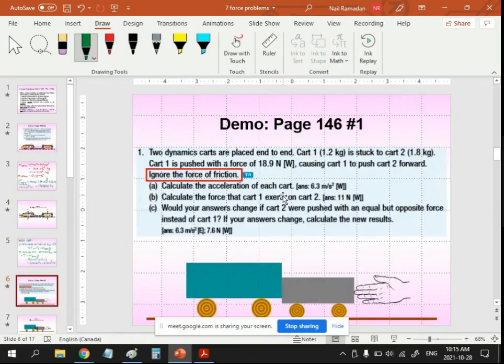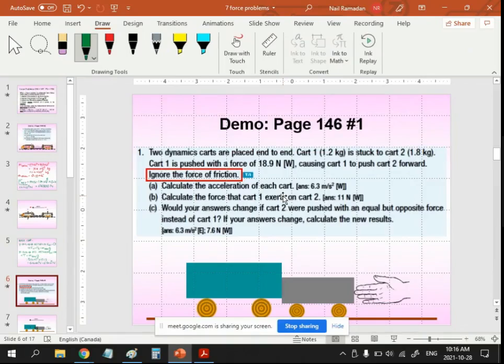How much force is applied by my hand? How much? 18.9 newtons. Is it touching here or here? Is it touching both cars? No, it's touching one. But we know the impact will be transferred. Okay. What did they say? Which means right here on the surface, it's super smooth.